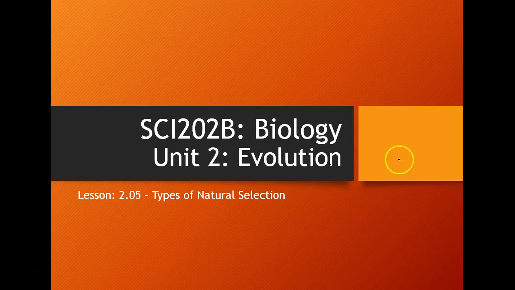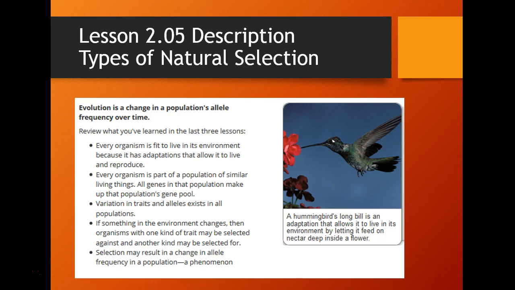Hello, this is the recording for lesson 2.05 and we're going to be going over the types of natural selection. So far we've learned about evolution and how it is a change in the population's allele frequency, or how common an allele is over time. So let's review what we've gone over in the last 3 lessons.